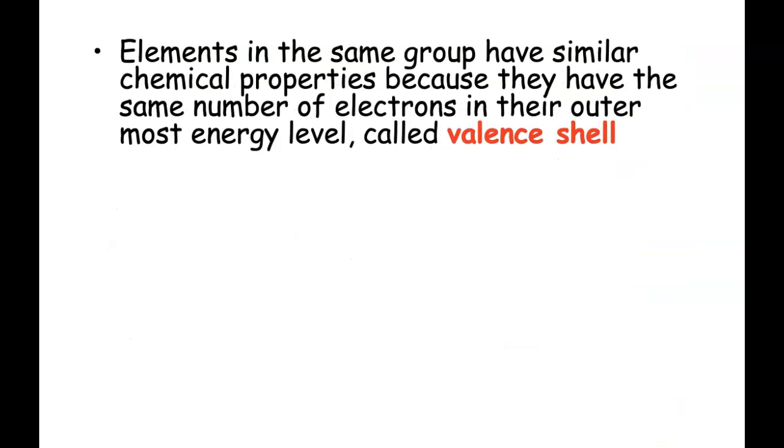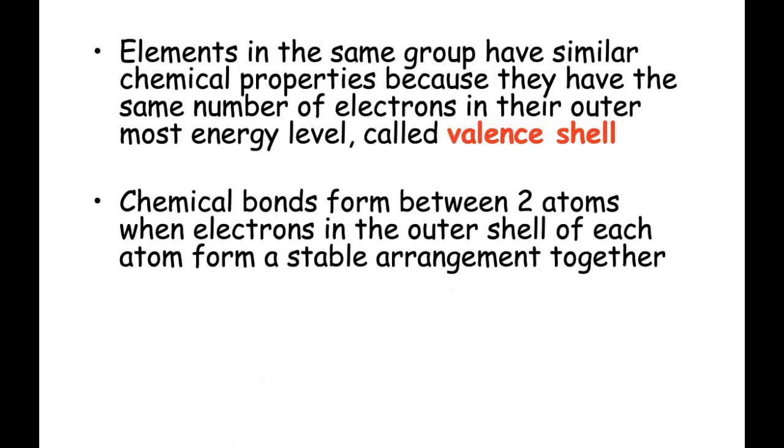All right, so just a couple reminders as we've been talking the last couple of weeks, because this is really what we've been building up to. Remember that if we look at the elements that are in the same group, that means the same column on the periodic table, they're going to have similar chemical properties. The reason is because they have the same number of electrons in their highest energy level. We often call that the valence energy level or the valence shell. Now, chemical bonds form when the elements do things with those valence electrons to form a stable arrangement together.